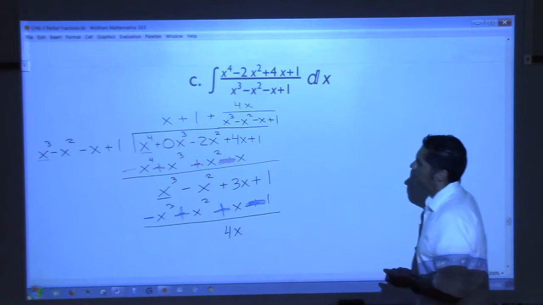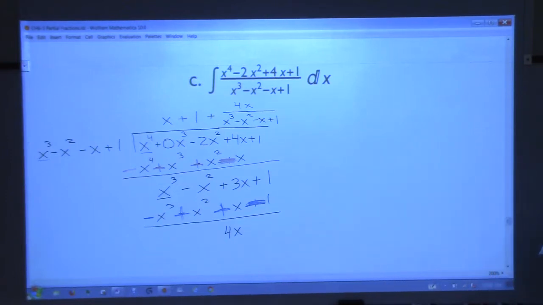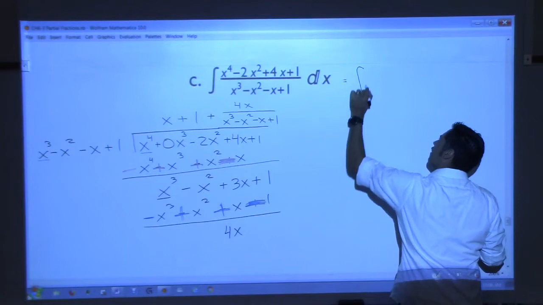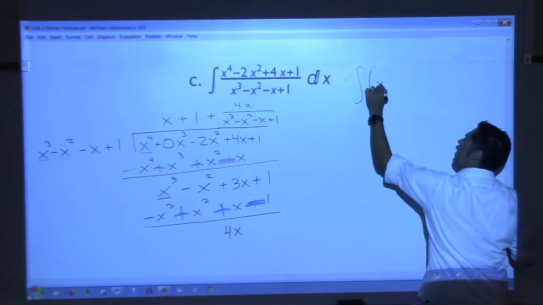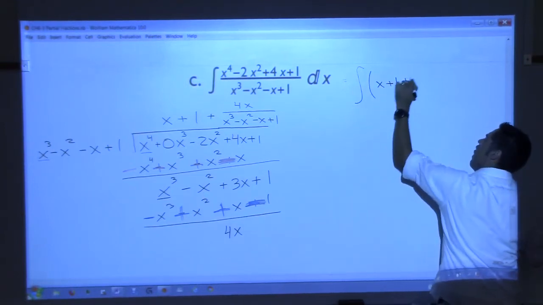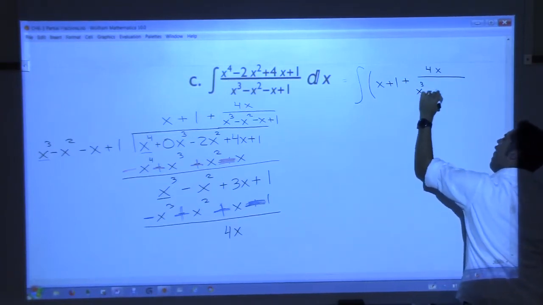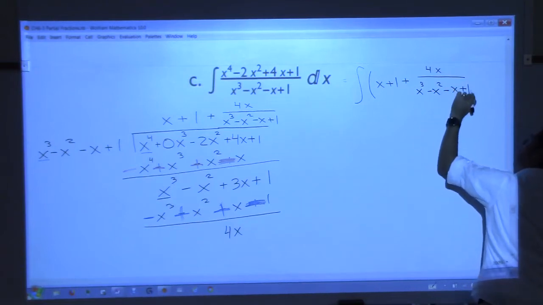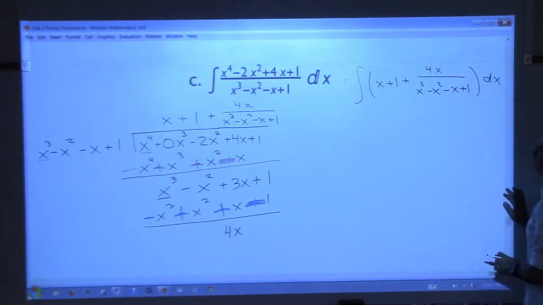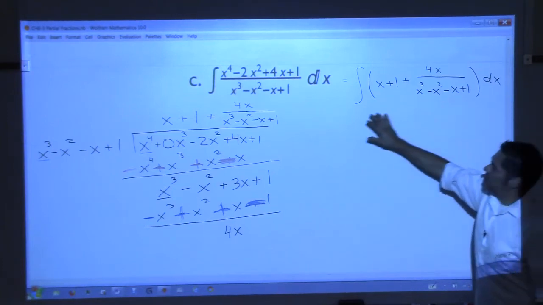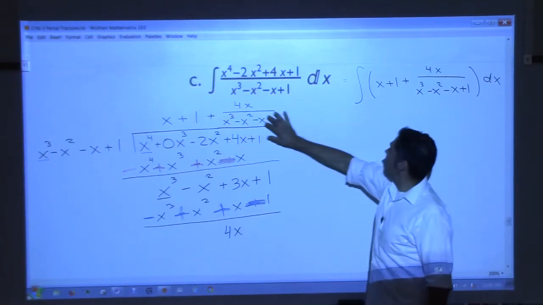All right. So now, that means that this integral up here is actually a new integral. It's the integral of x plus 1 plus 4x over x cubed minus x squared minus x plus 1, all of that dx, right? Now when we look at this, this is what it started as, but we did the division, turn it into this.